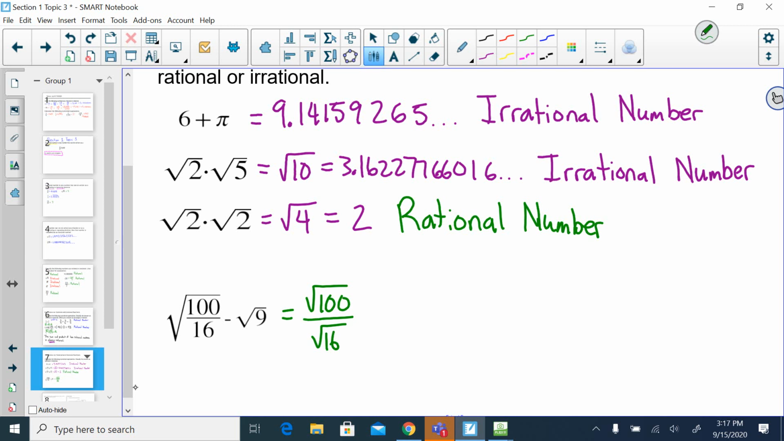So, and it's the minus square root of 9. Square root of 100 is a perfect square, that's 10. Square root of 16, that's a perfect square, that's 4. And 9 is a perfect square, that's 3. 10 over 4 can be simplified down to 5 over 2. Minus 3.